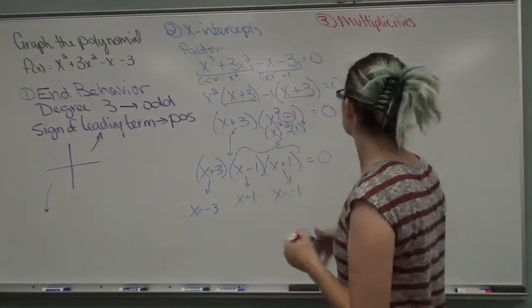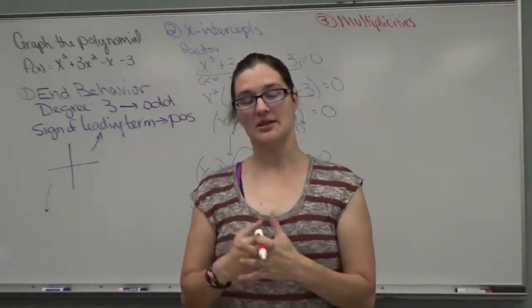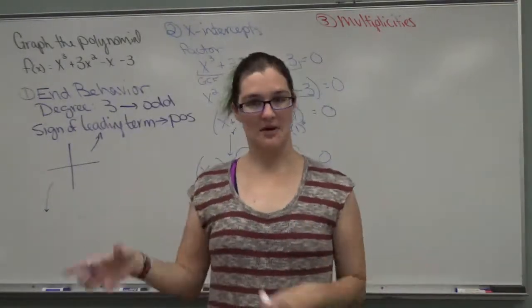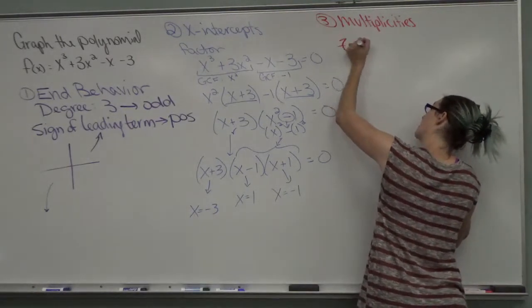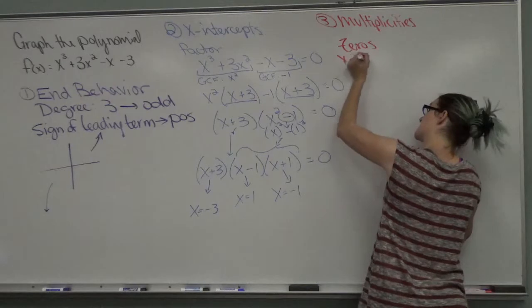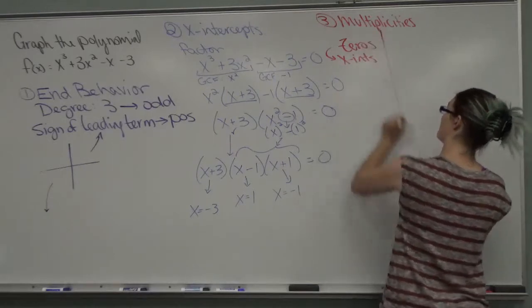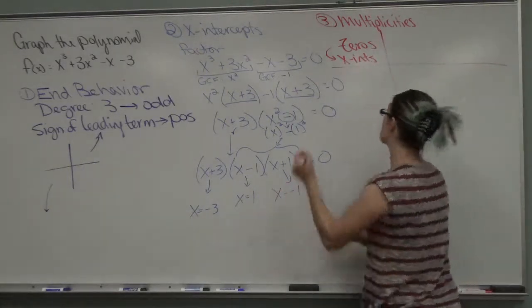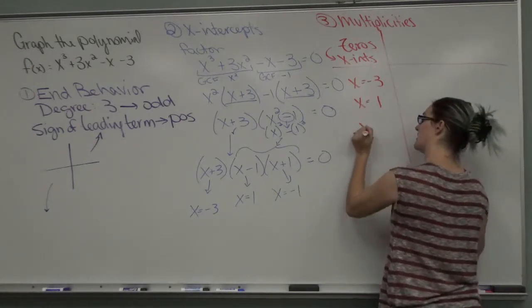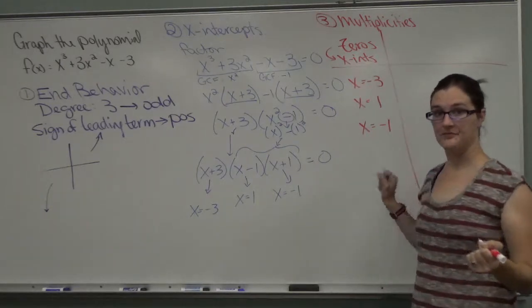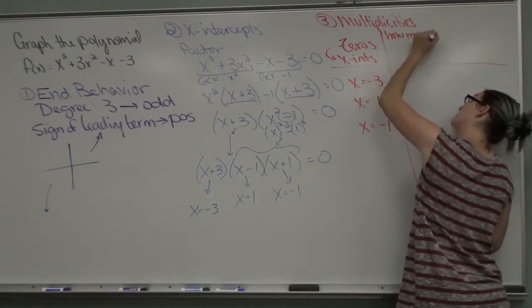So for the x-intercepts, for the multiplicities, I make a chart just because I like consistency. I like things to look the same every single time. If I don't make a chart, then every single time I write it a little bit differently. So the first thing I'm going to do is I'm going to have my zeros. Some of y'all may rather put x-intercepts. They are the same thing. Okay. I had x equals negative 3, x equals 1, and x equals negative 1. Those were my zeros.